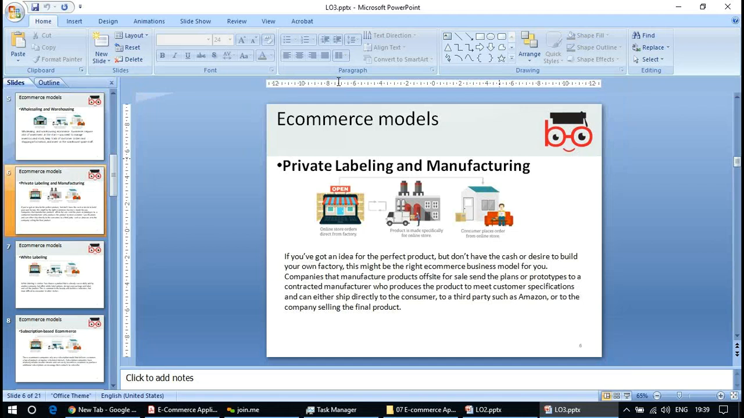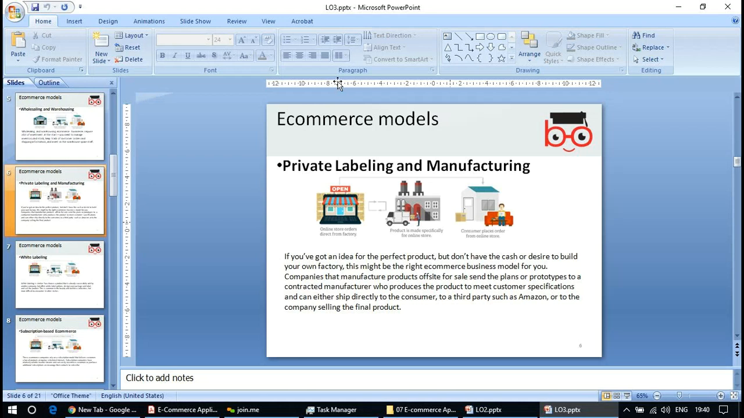Private labeling and manufacturing. If you have got an idea for the perfect product, but don't have the cash or desire to build your own factory, this might be the right e-commerce business model for you. Companies that manufacture products off-site send the plans or prototypes to a contracted manufacturer who provides the product to meet customer specifications and can either ship directly to the consumer, to a third party such as Amazon, or to the company selling the final product.